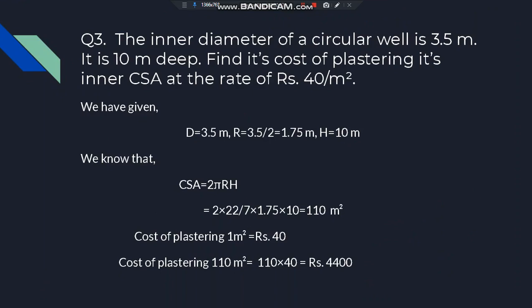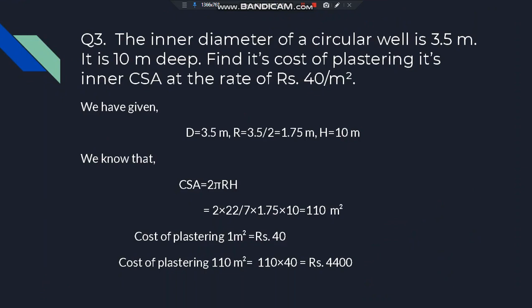We have got 3.5 meter as diameter. So we can find the radius, which is 3.5 by 2. That would be equal to 1.75 meters. And height is 10 meters. We know that the curved surface area of a cylinder is 2 pi rh. Putting the values, we would get 2 into 22 by 7 into 1.75 into 10. That would give us 110 meters square.